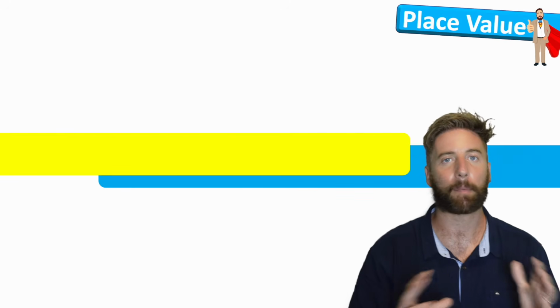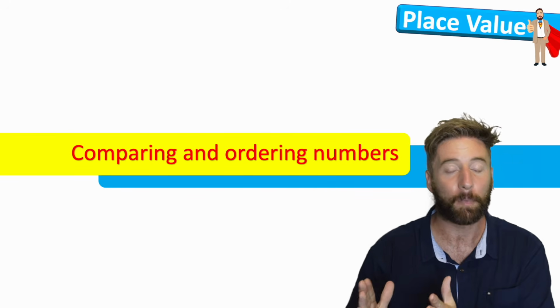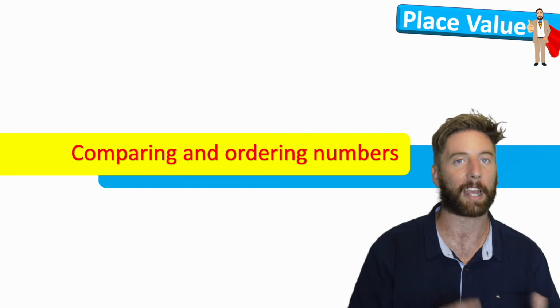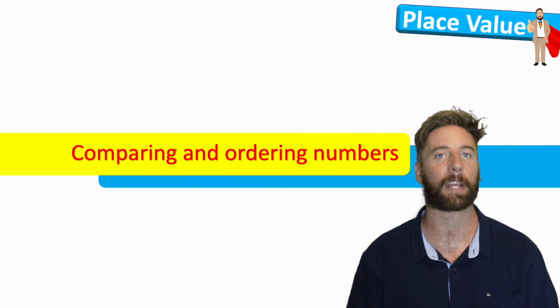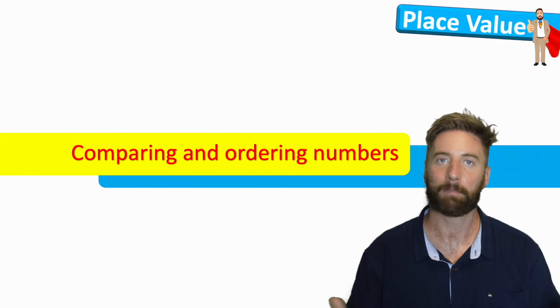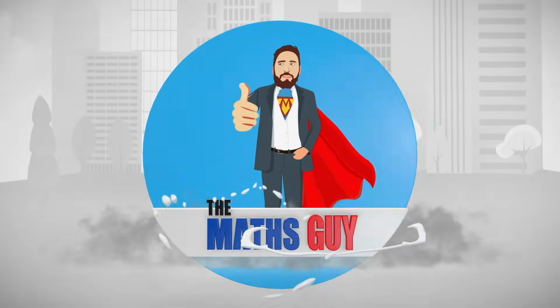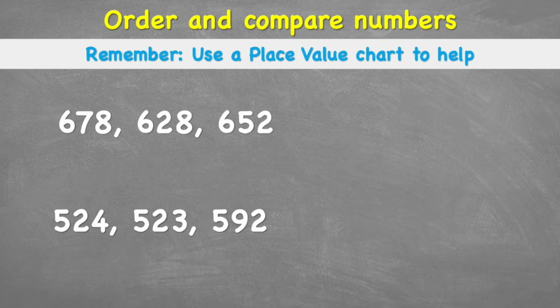Awesome, so now we've looked at a little bit of place value and the value of each column. Let's now look at how we can order and compare numbers using this place value knowledge. Let's go. Okay, so our top tip of what to remember today is that we're always going to try and use a place value chart to help us.